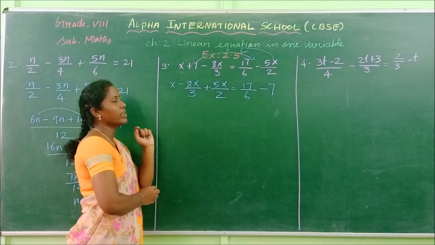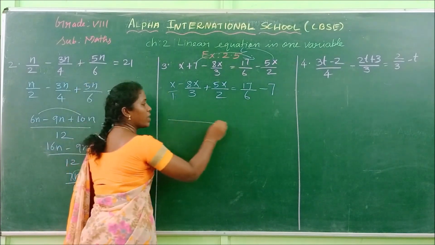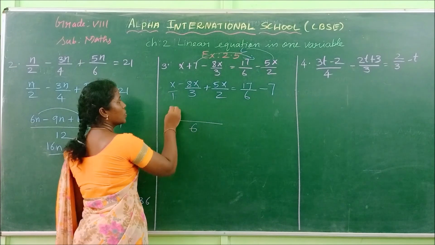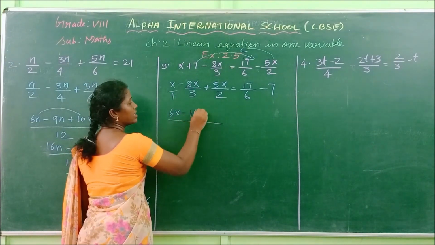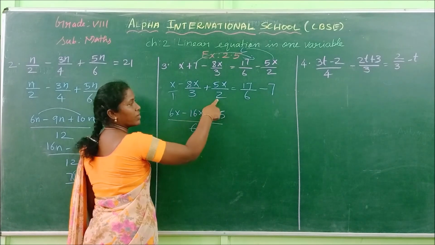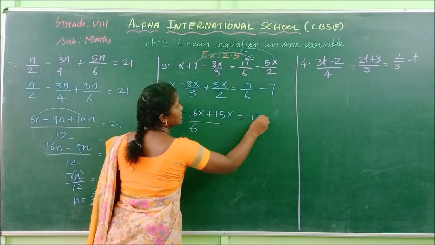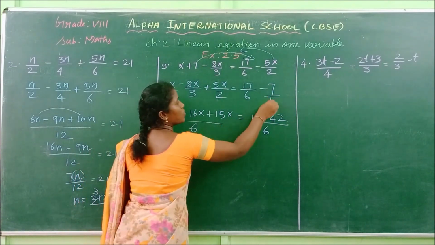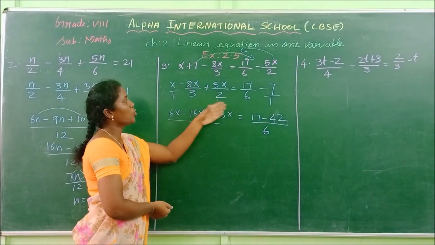Now add the variables and subtract the variables. Consider here the denominator 1. Again we have to take the LCM, that is 6, for 3 and 2. So 6x minus, 3 twos are 6, so 16x plus, 5 threes, 3 twos are 6. So 15x is equal to 17 minus 6 sevens are 42 by 6. Here also consider 1. So for 6 and 1 the LCM is 6. See, we are grouping all the variables.